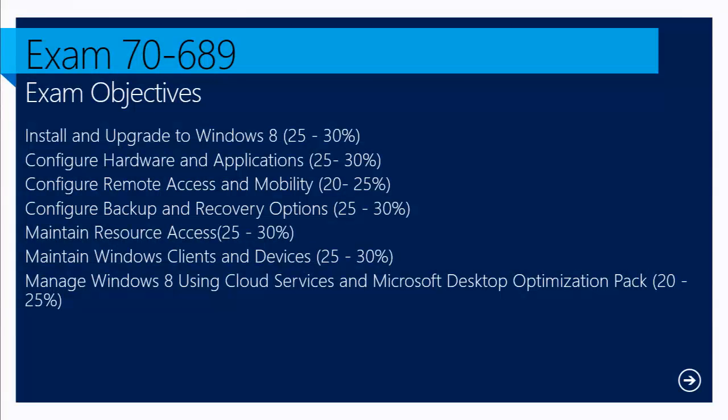So now we've gone from, okay, how do you approach passing an exam? What kind of resources do you have? What can you study? How can you get your hands on the product? But now we're going on to the technology behind it. First, install and upgrade to Windows 8. Configure hardware and applications. Remote access, mobility. Backup and recovery, resources, and using cloud services finally at the end of it. If you haven't noticed, there's kind of a push to cloud services. I don't know if you guys have been aware of that.